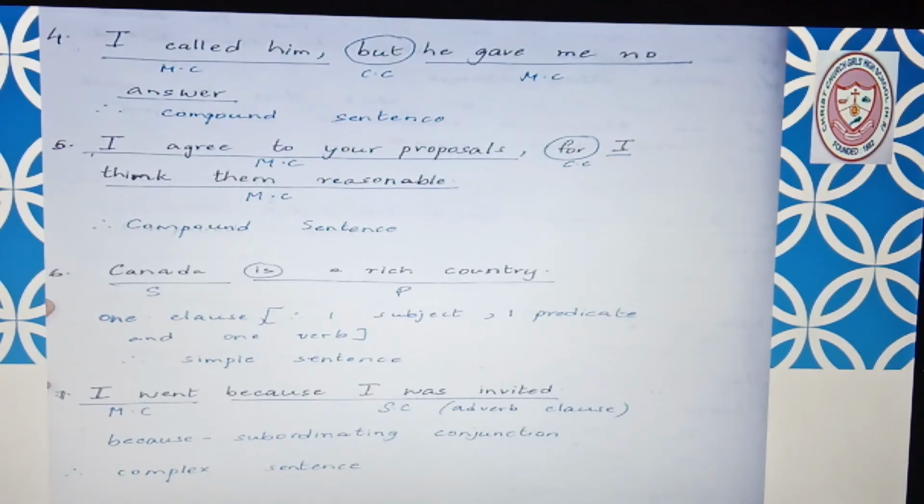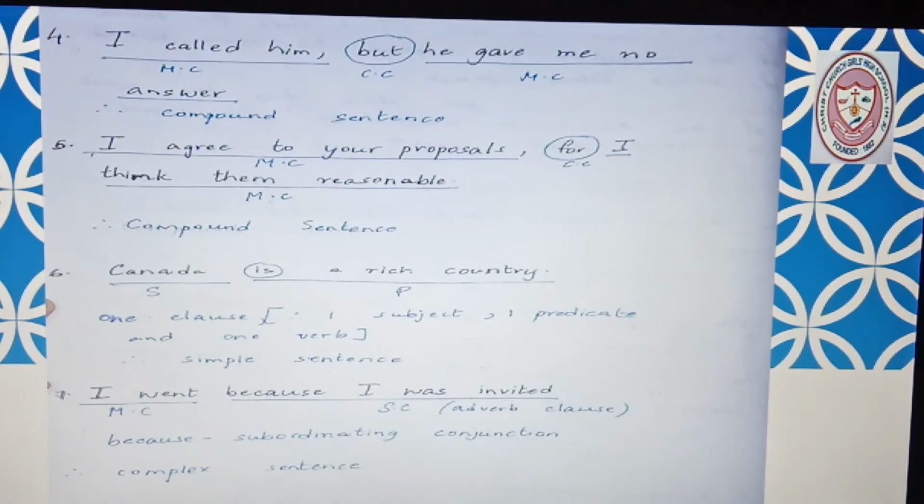Sentence 6: Canada is a rich country. Here, there's only one clause, which has a subject, Canada, and a predicate, 'is a rich country', and one verb, 'is'. So this is a simple sentence containing one subject, one predicate, and one single verb.